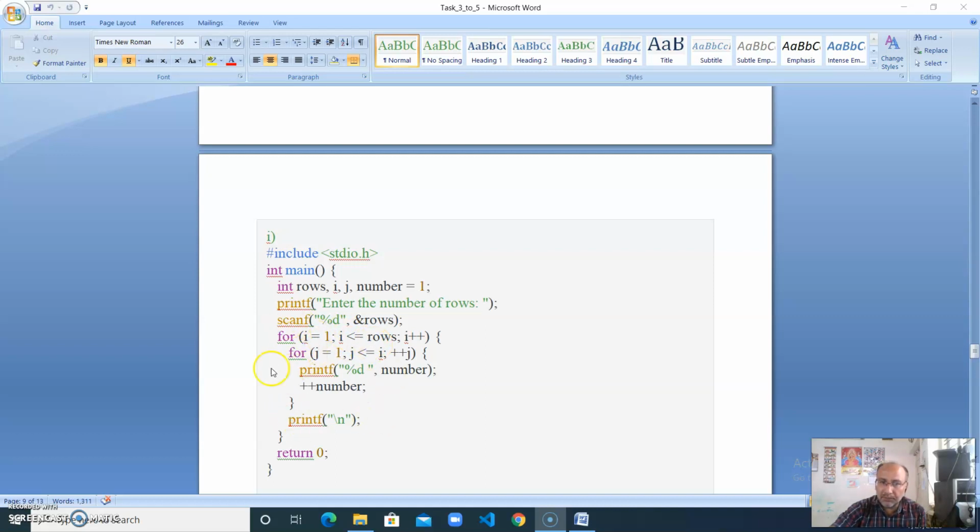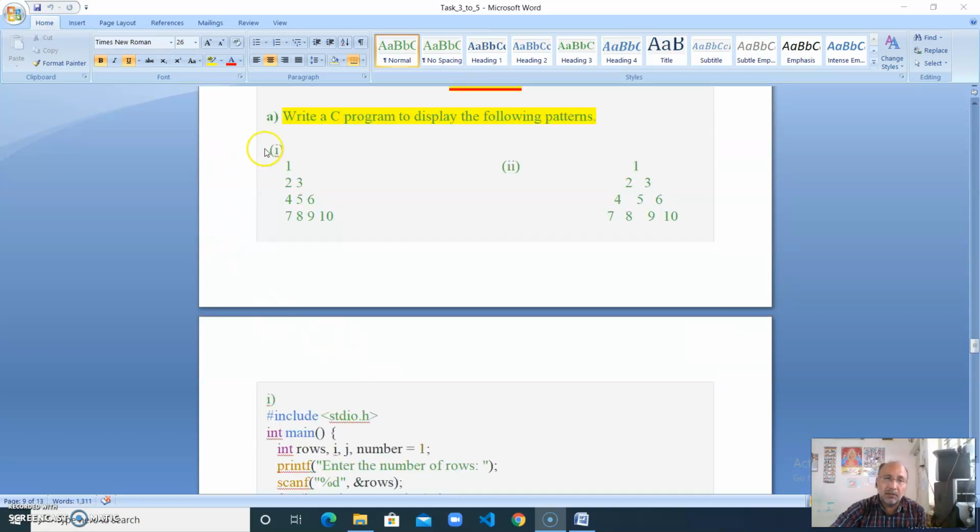This is the logic. For i equals 1, i less than or equal to rows, i plus plus. For j equals 1, j less than or equal to i, j plus plus. printf %d, number, number plus plus. Understood? This is the program for that one, 5a1.